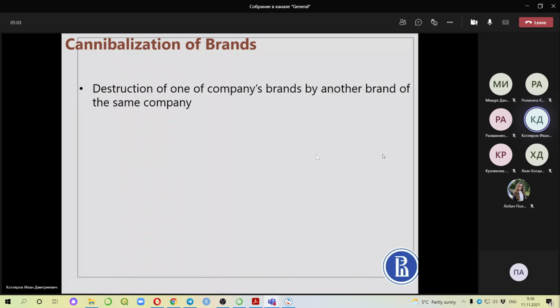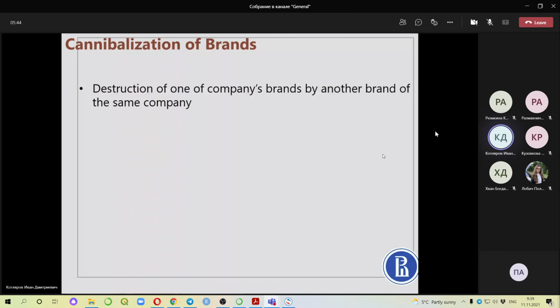Ladies and gentlemen, could you please clarify the last statement about diluting the image? So, like, taking it into parts, or what? Could you please repeat the question? Your last statement was that cannibalization somehow harms the brand by diluting it. Do you understand what dilution means? No. Can you please clarify?